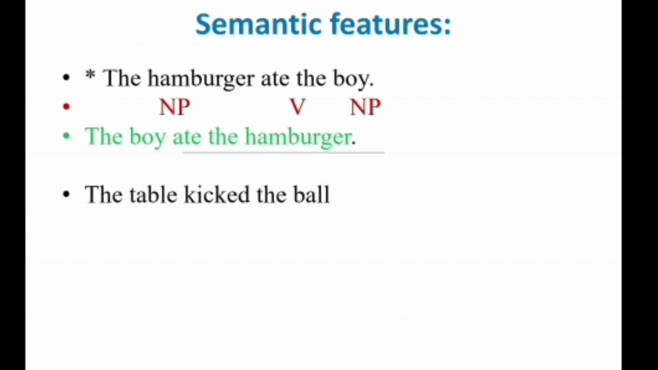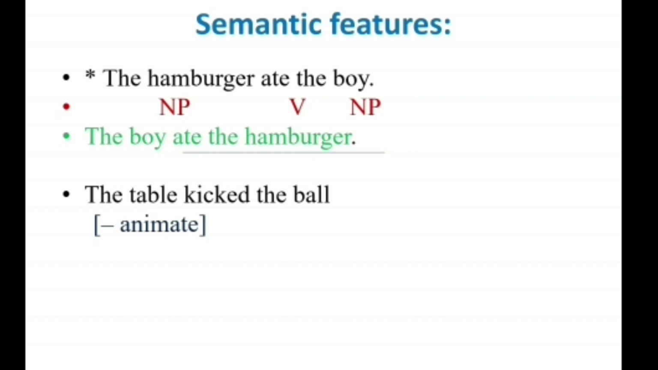Another example could be the table kicked the ball. So same here, syntactically it's correct in terms of word order, but semantically it's wrong and odd, because the verb kick necessitates here an animate or human feature. The way we semantically express this is by putting square brackets and then we put minus or plus before a certain feature. So here the table is not an animate, which is required in this sentence.